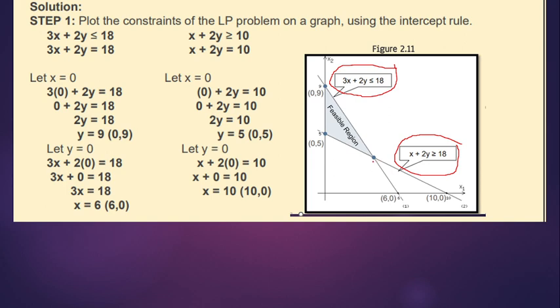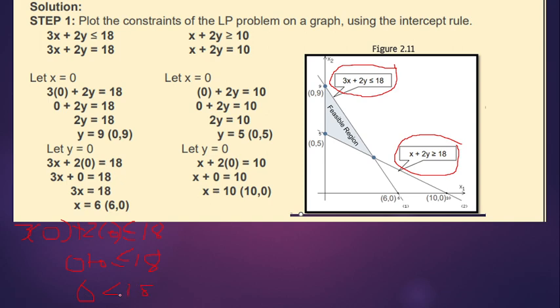Sir, where is the feasible region? So first, I will ask you, class, why is the feasible region there? Using the test point. Let's try to use the test point. So 3 times 0 plus 2 times 0, this is the first equation, less than or equal to 18. 3 times 0 is 0, plus 2 times 0, 0. Is 0 less than or equal to 18?